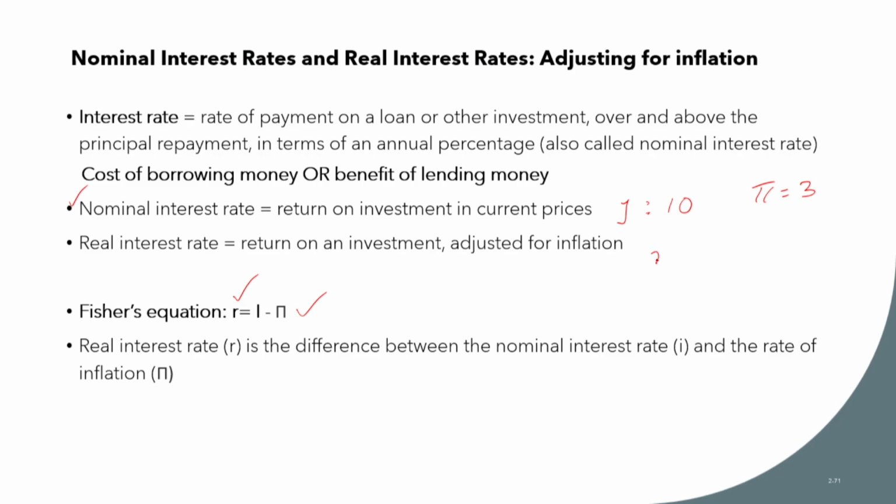Then the real interest rate is 10 minus 3, that is nominal interest rate minus inflation, that is 7%. 7% is the real interest rate. How do we calculate this? By using Fisher's equation, that is, the real interest rate is equal to the nominal interest rate minus inflation.